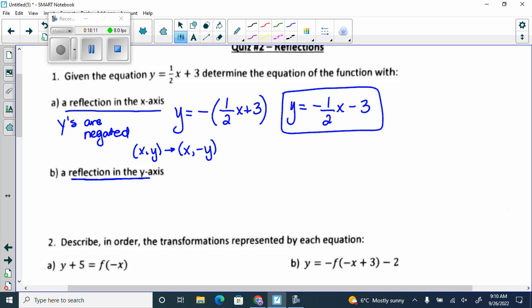Reflection in the y-axis means x becomes negative x. So we're going to get y equals 1/2, x becomes negative x, plus 3. Now this is right. It'll just never look like that. They'll put the negative in front, right? Because it's linear.